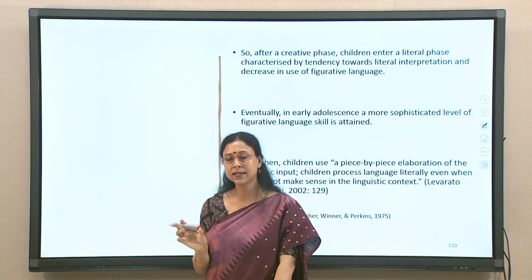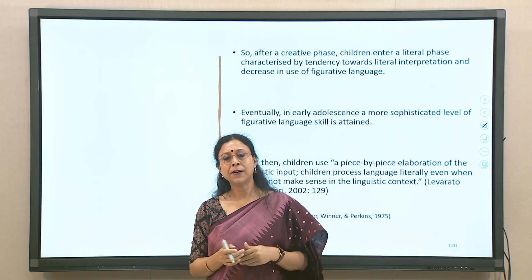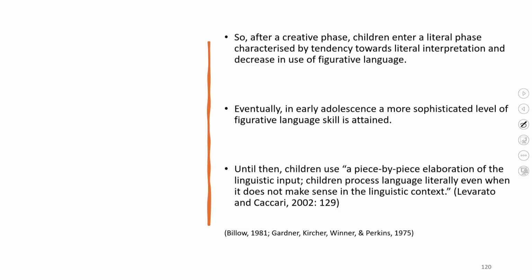So, there is a stage called the literal stage, and hence the name. After a creative phase, children enter a literal phase characterized by a tendency towards literal interpretation and a decrease in the use of figurative language. Eventually, in early adolescence, a more sophisticated level of figurative language skill is attained. So, it takes a lot of time, around early adolescence.